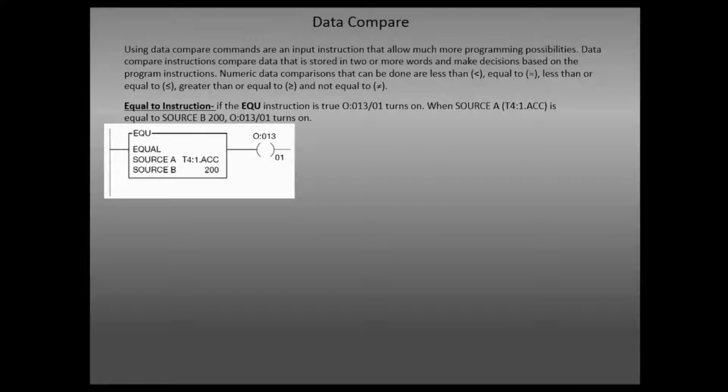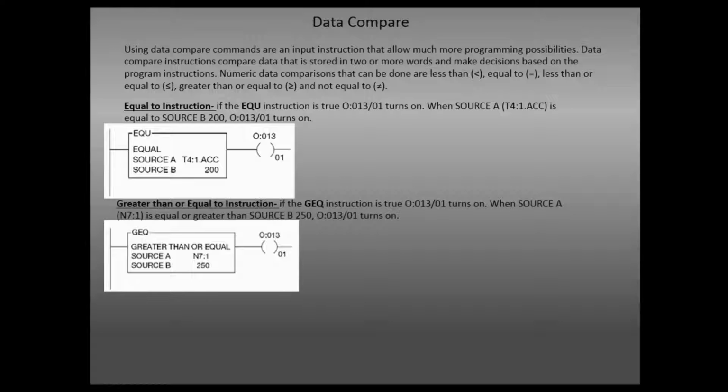The equal to instruction. If the EQU instruction is true, O:013/01 turns on when source A, which is T4:1.ACC, so when the accumulated value of timer T4:1 is equal to source B, and source B right now has a value of 200, the output O:013/1 turns on.